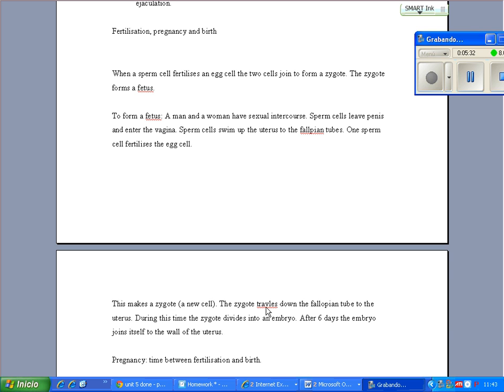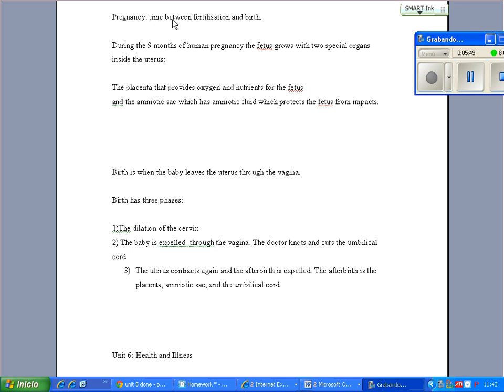The zygote travels down the fallopian tube to the uterus. During this time, the zygote divides into an embryo. After 6 days, the embryo joins itself to the wall of the uterus. Pregnancy is the time between fertilization and birth. During the 9 months of human pregnancy, the fetus grows with two special organs inside the uterus: the placenta, which provides oxygen and nutrients for the fetus, and the amniotic sac, which has amniotic fluid, which protects the fetus from impacts.